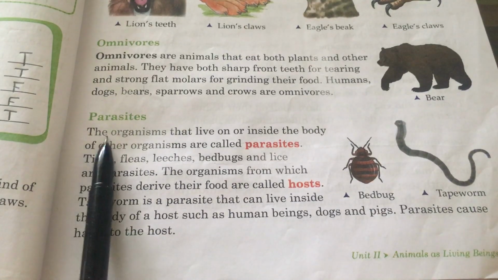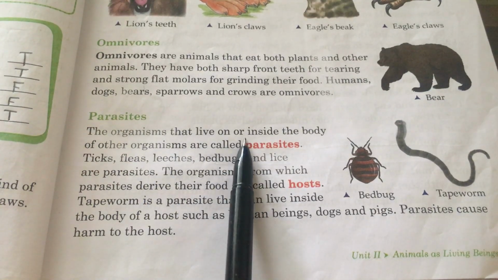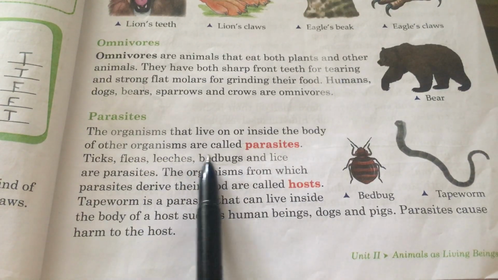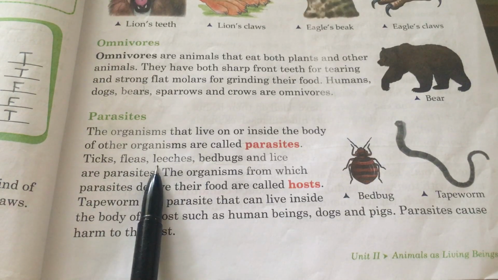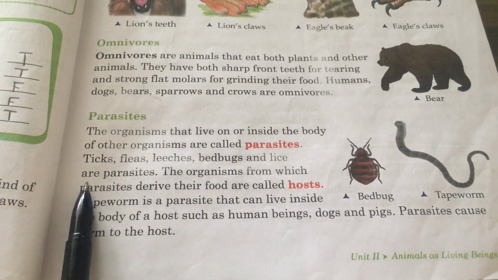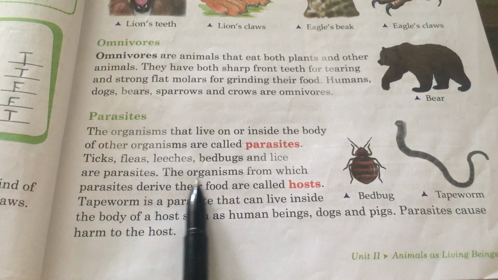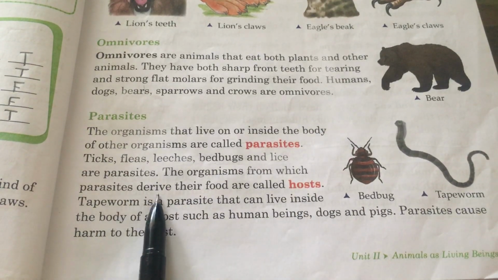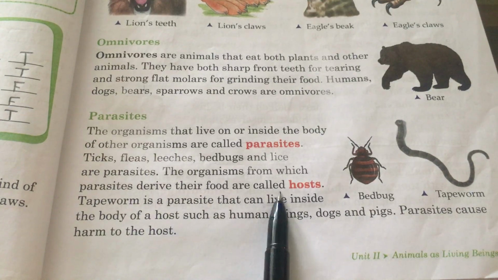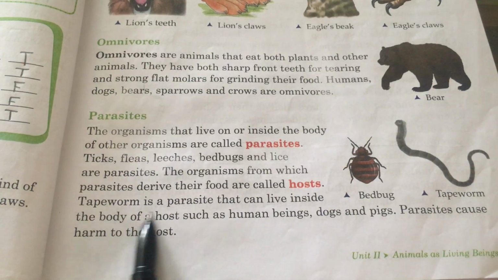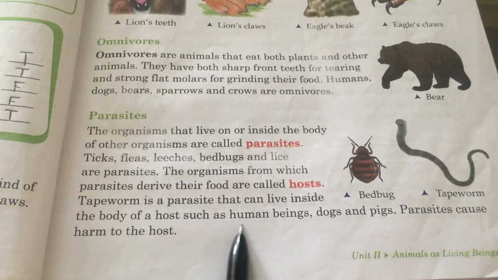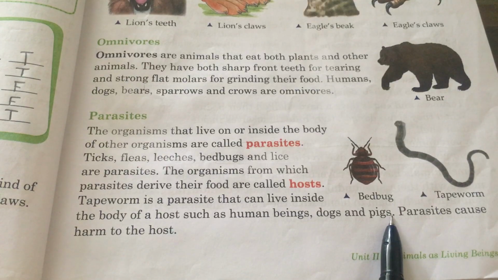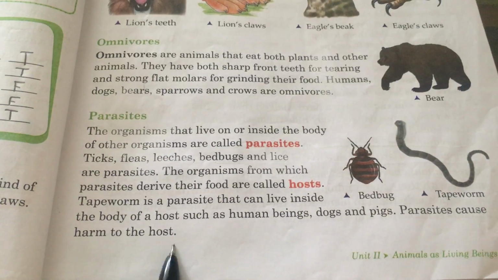Parasites. The organisms that live on or inside the body of other organisms are called parasites. Ticks, fleas, leeches, bedbugs, and lice are parasites. The organisms from which parasites derive their food are called hosts. Tapeworm is a parasite that can live inside the body of a host, such as human beings, dogs, and pigs. Parasites cause harm to the host.